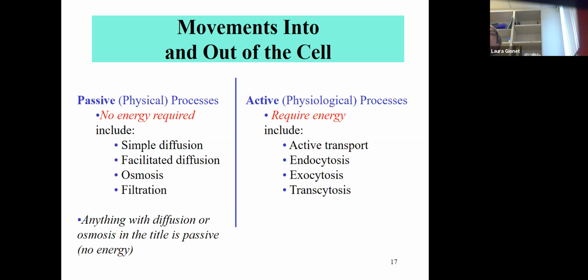All right, so when it comes to movements into and out of the cell, we basically have two basic categories. We either have passive processes or active processes. Passive processes require no energy whatsoever, and active processes require energy in ATP. Those that require no energy are simple diffusion, facilitated diffusion, osmosis, and filtration. Essentially, anything with diffusion or osmosis in the title falls into the passive category, because I might just ask you which of the following is not a passive process, or which of the following is an active movement into and out of the cell.